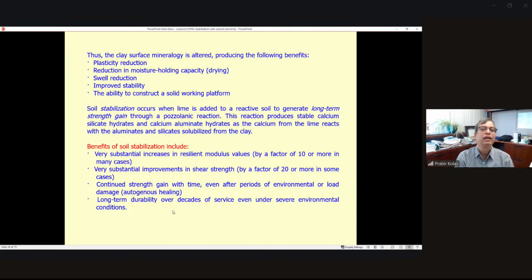So again, we need to check. When the soil is stabilized, we need to do the tests to see how much the strength is improved. In the lab, generally, we do the UCS test and the CBR test, and to see the effect of dynamic load, we generally do the resilient modulus test.